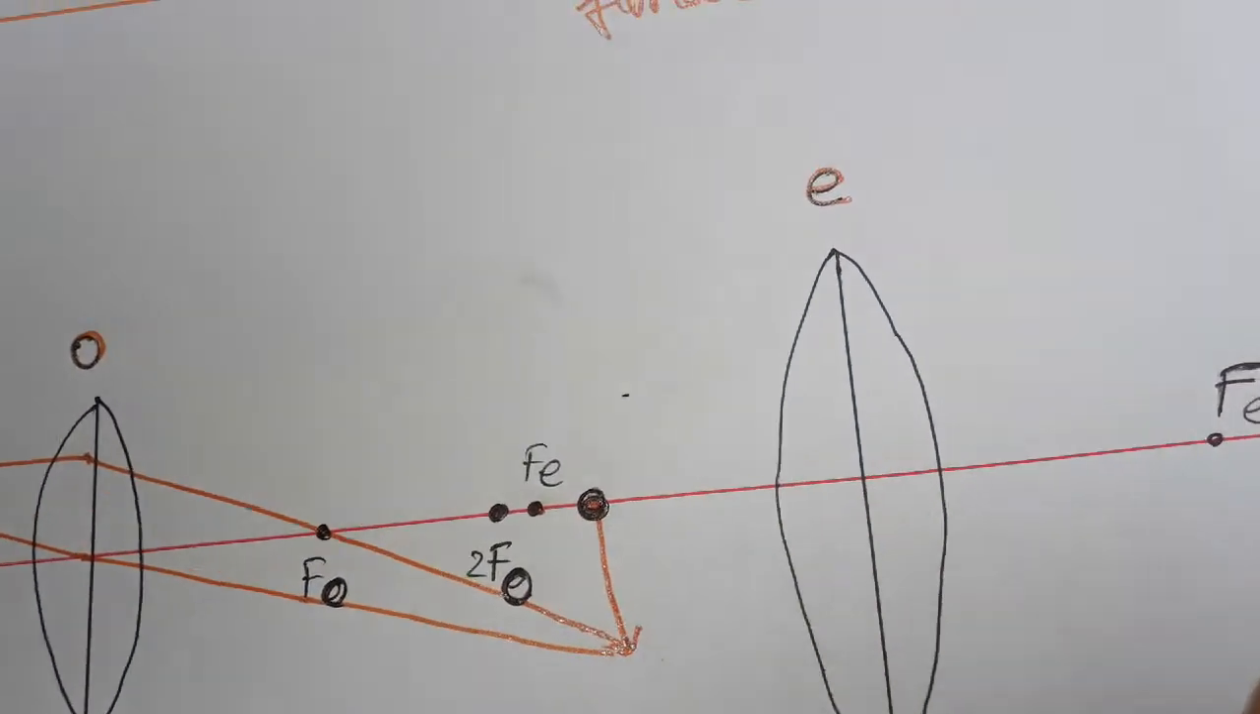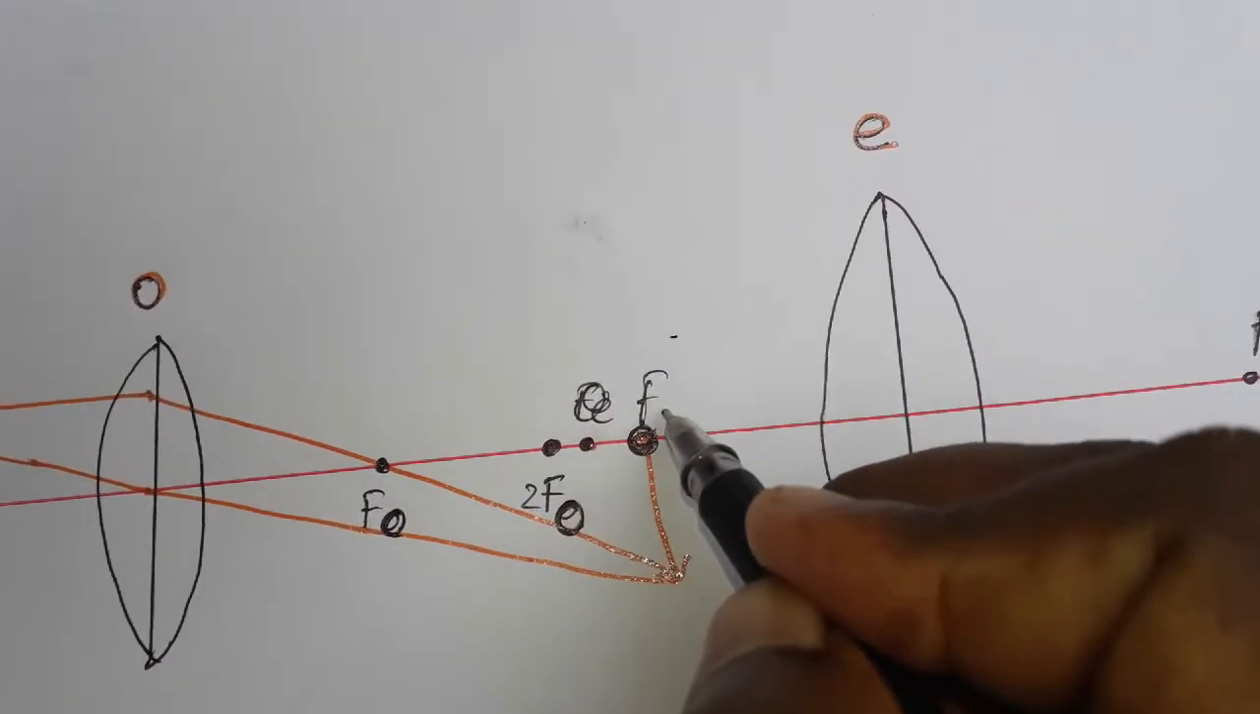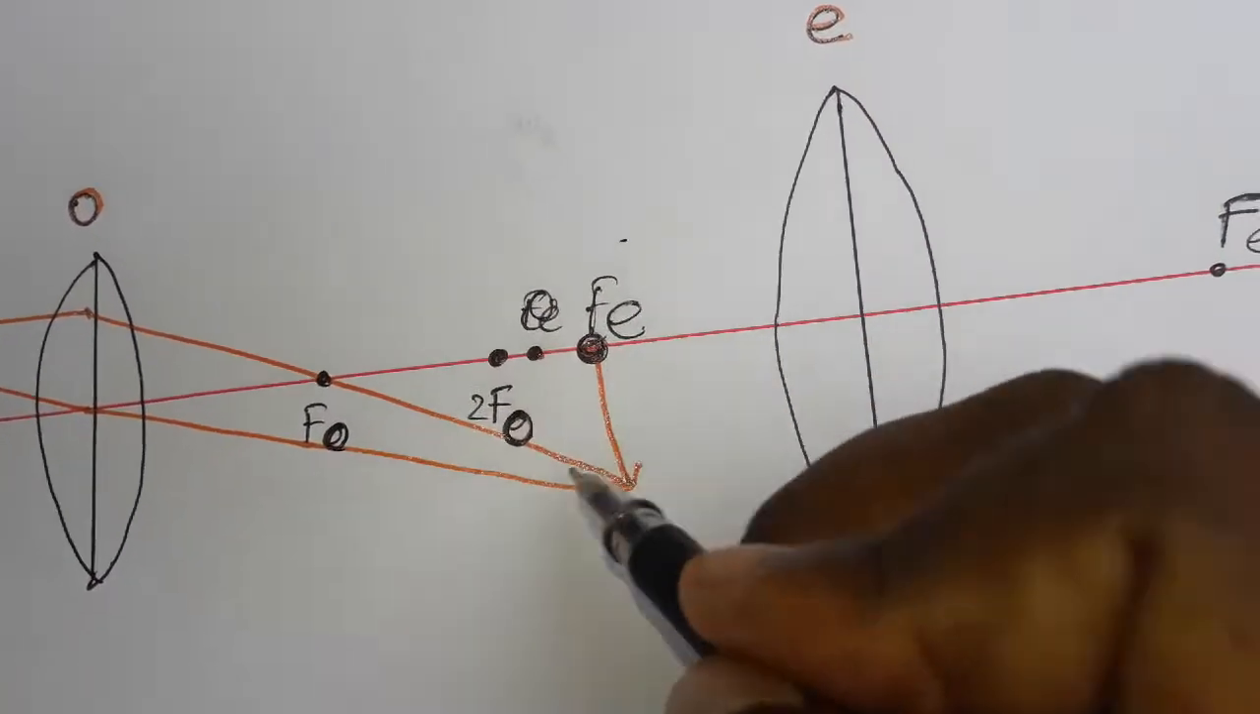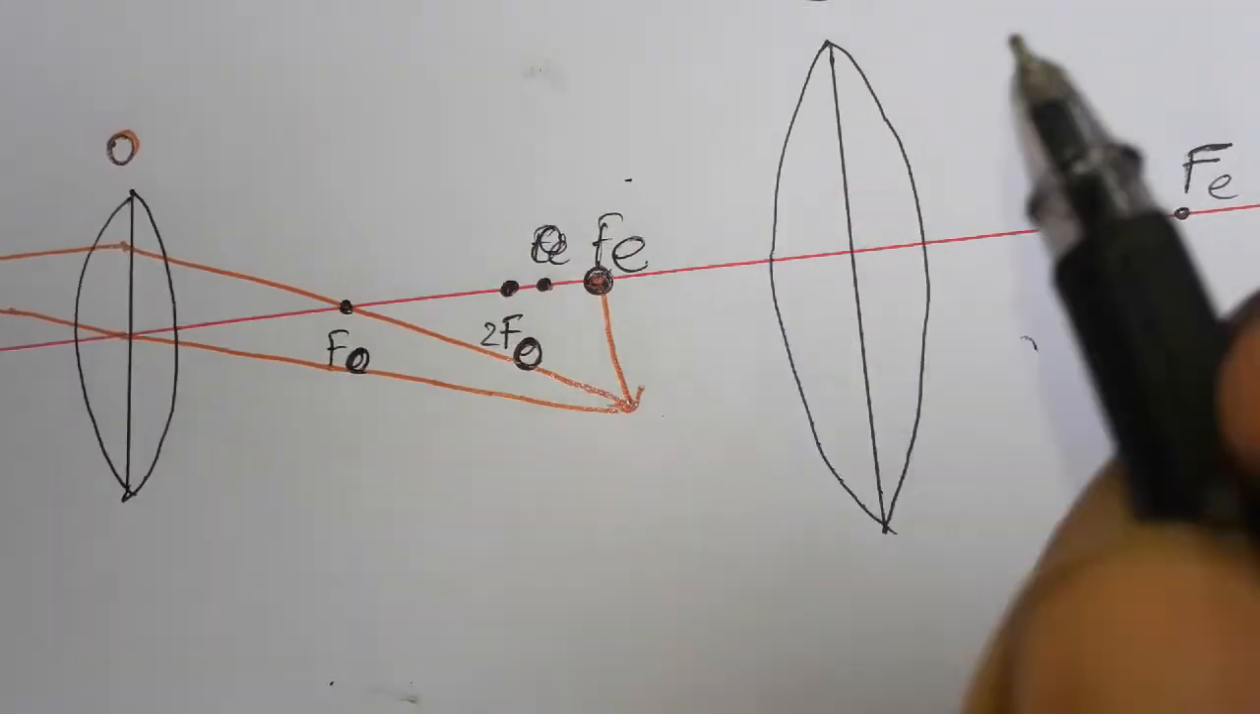Okay, the objective and eye lens focal length. That is the point we are taking as fe. It is the focal length of the eye lens. When the object is placed at f, the image will be at infinity.